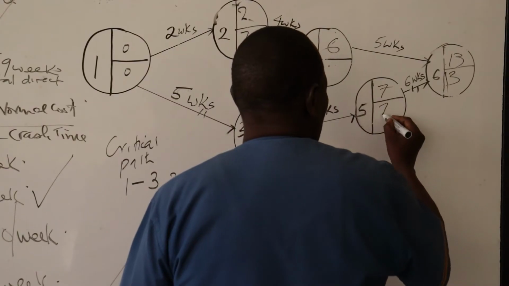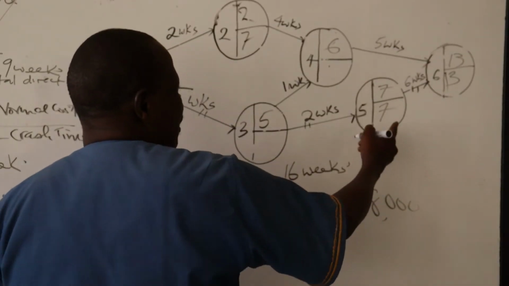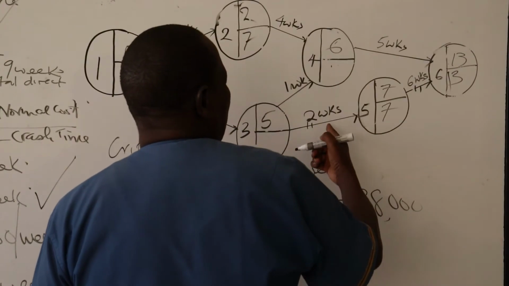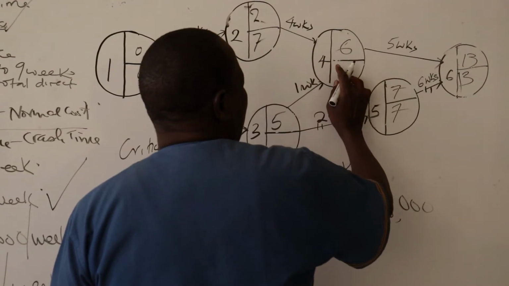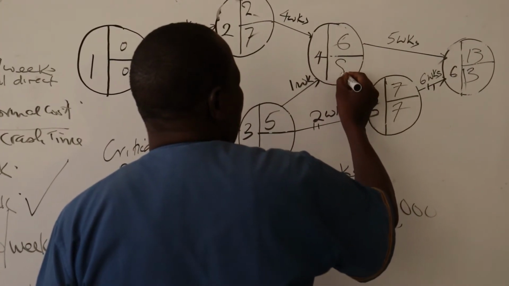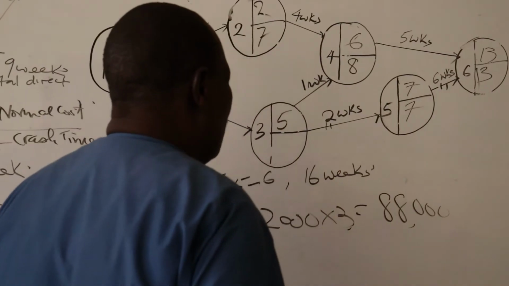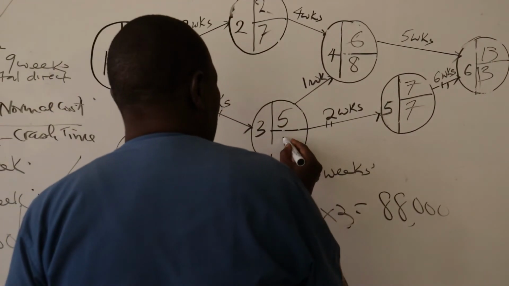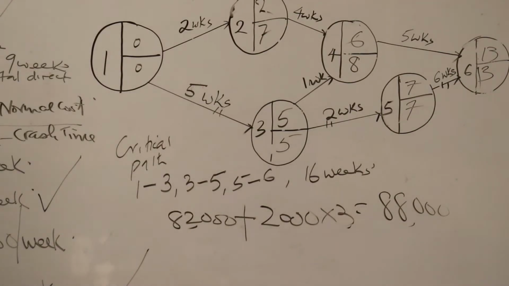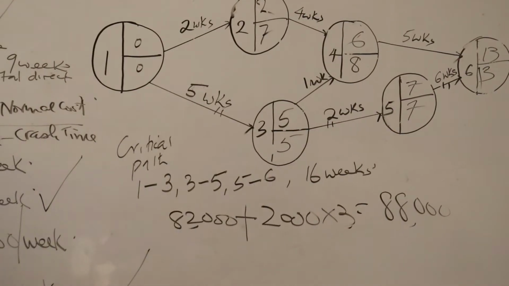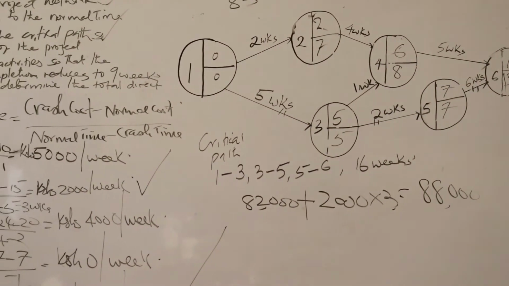13 minus 6 is 7. And 13 minus 5 is 8. Then 7 minus 2 is 5. So the critical path is 1 to 3, 3 to 5, and 5 to 6. Now we check on another activity to crash, but it must also be along the critical path.